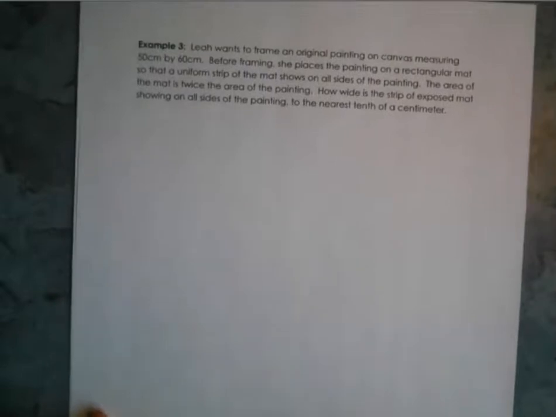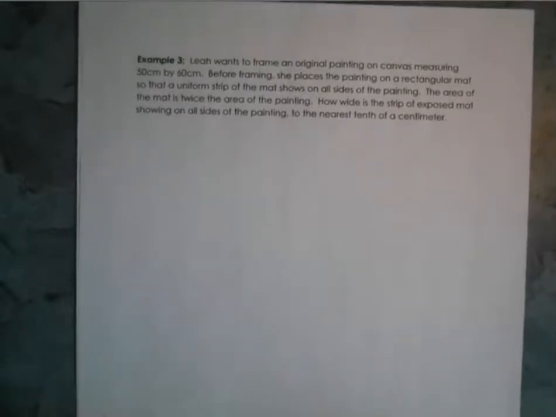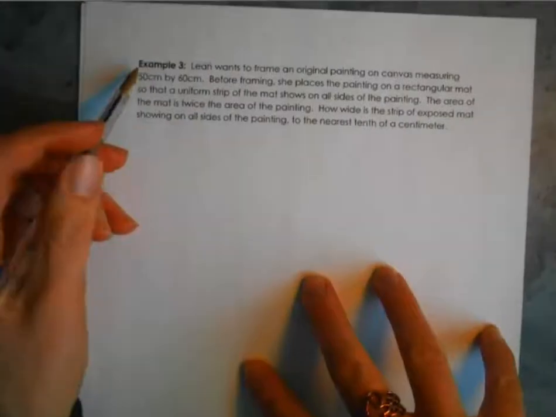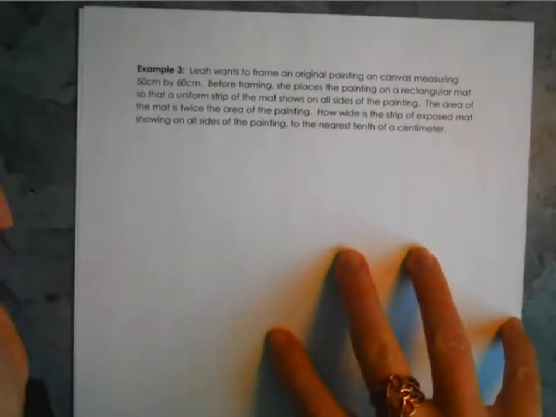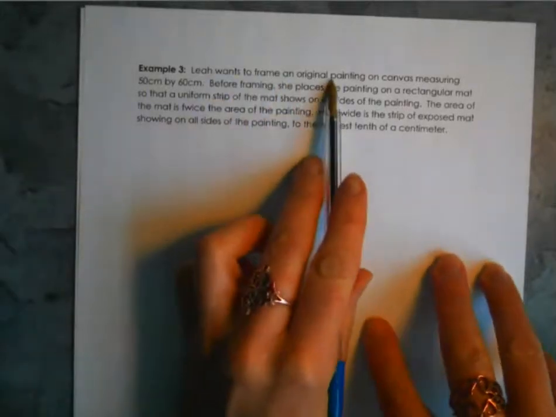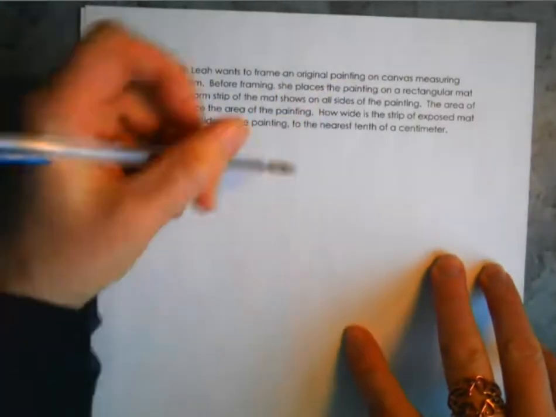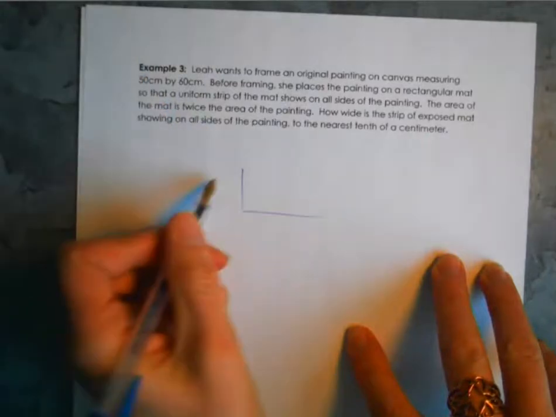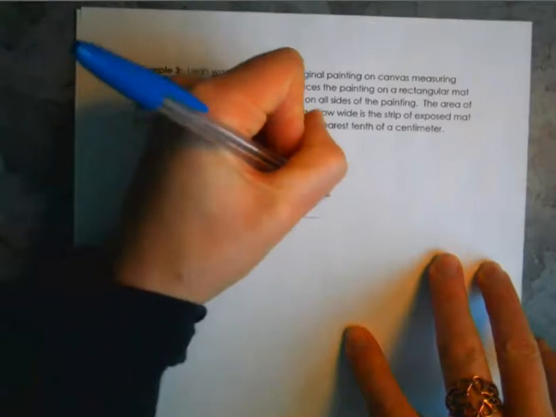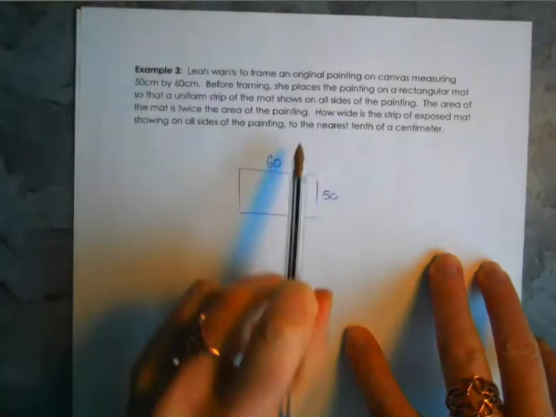All right, one more, so a little bit even more complicated. Leah wants to frame an original painting on canvas measuring 50 centimeters by 60 centimeters. So like I mentioned in previous lessons, I think that it's always good to start out by visualizing things. So she has a painting that's 50 by 60. So we're going to assume that that's rectangular. So we have 60 and 50.